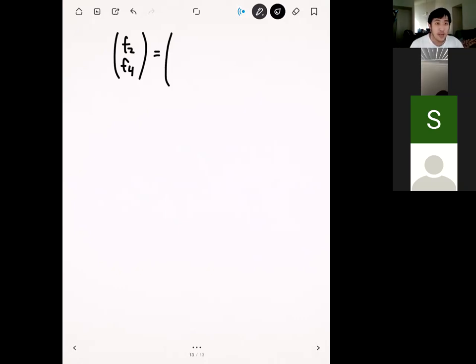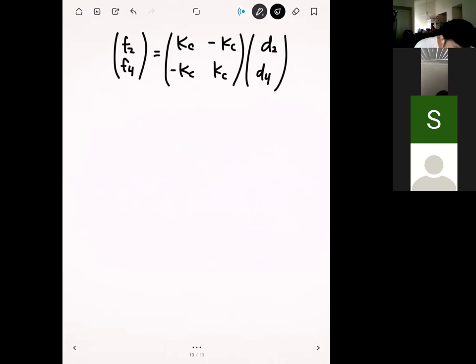We have to be careful when we add this one because it's not going to be in one contiguous block. So we're going to have to place this carefully. But we'll cross that bridge when we get there. Okay, so we have Kc, minus Kc, minus Kc, Kc, and then that's going to be D2 and D4.